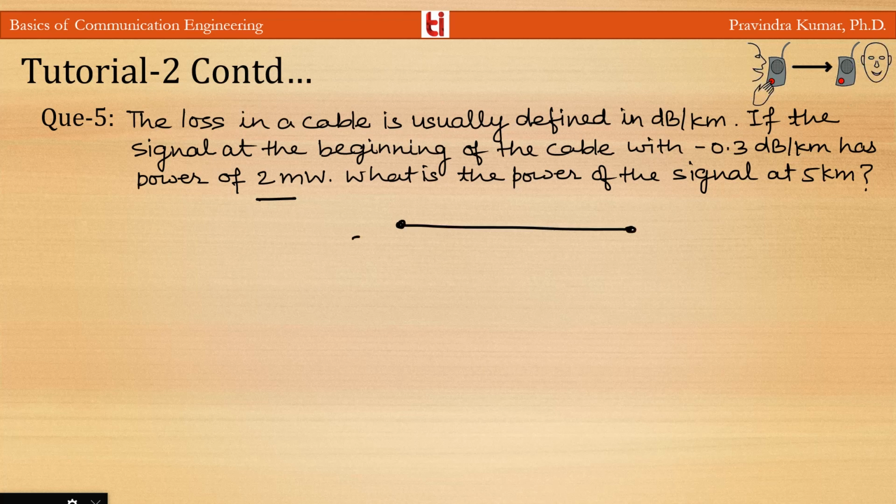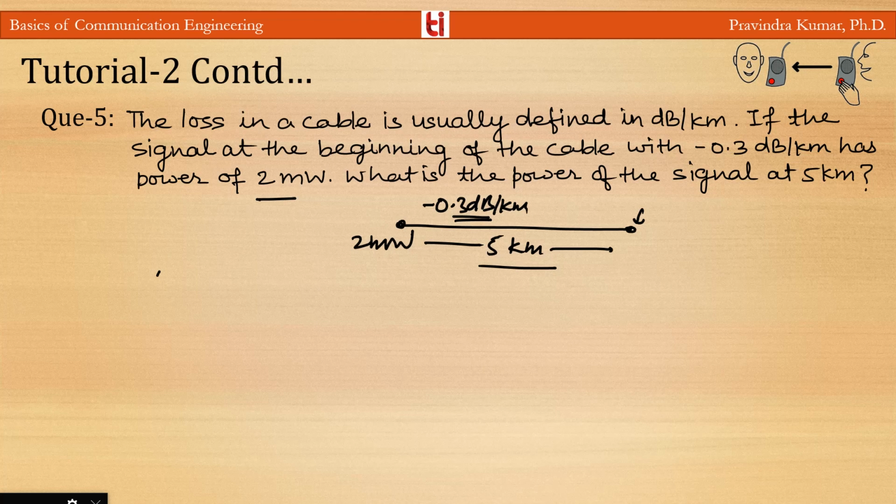The initial power is 2 milliwatt, the loss is minus 0.3 dB per kilometer, and the length is 5 kilometer. So the loss in the cable, because of 0.3 dB per kilometer loss, in the 5 kilometer the loss will be 0.3 into 5, or you can say minus 1.5 dB, or 1.5 dB loss will be there. Here it is given that the power is 2 milliwatt at the initial point.